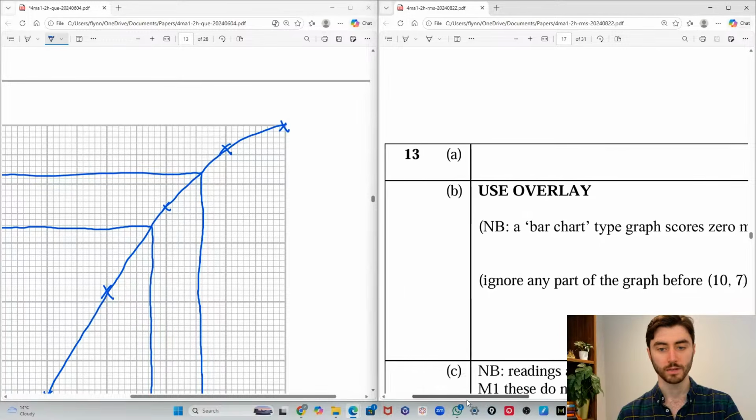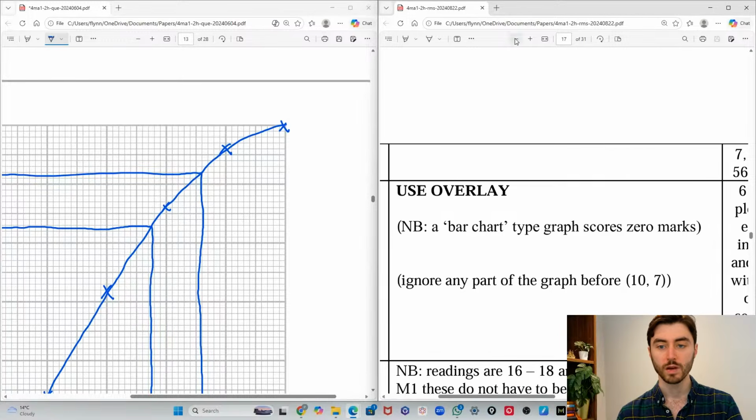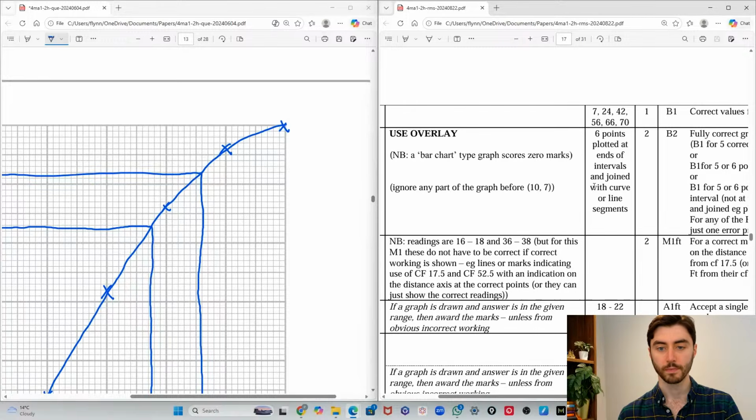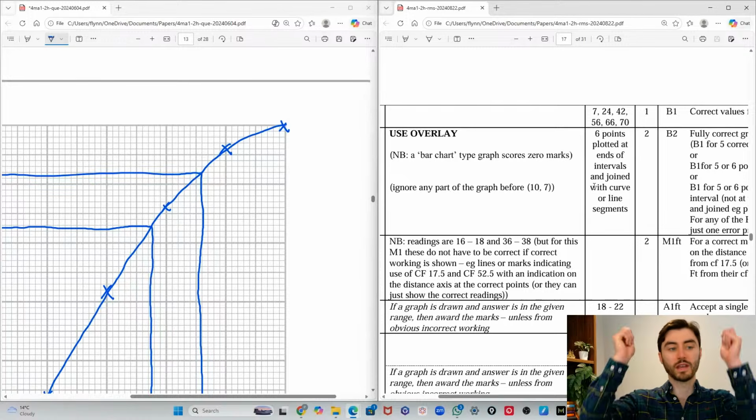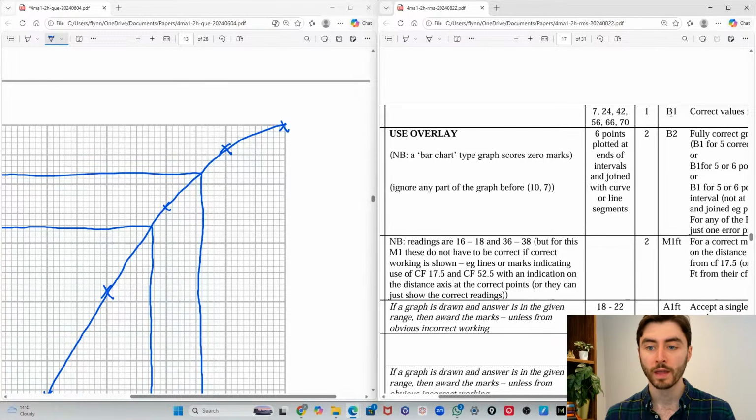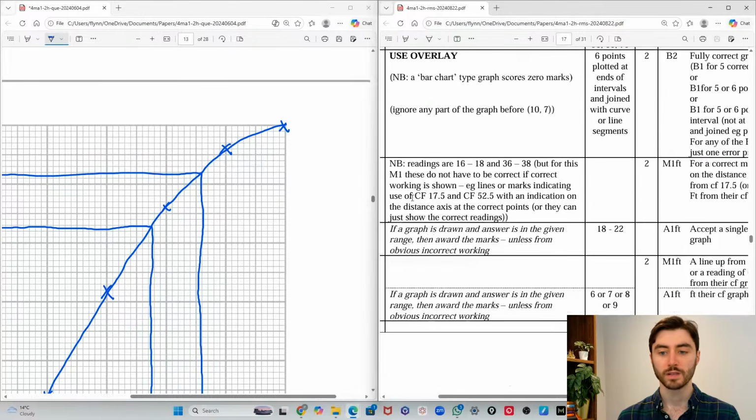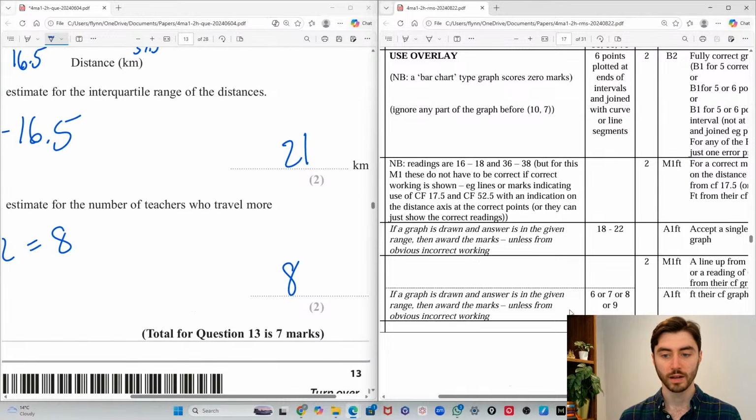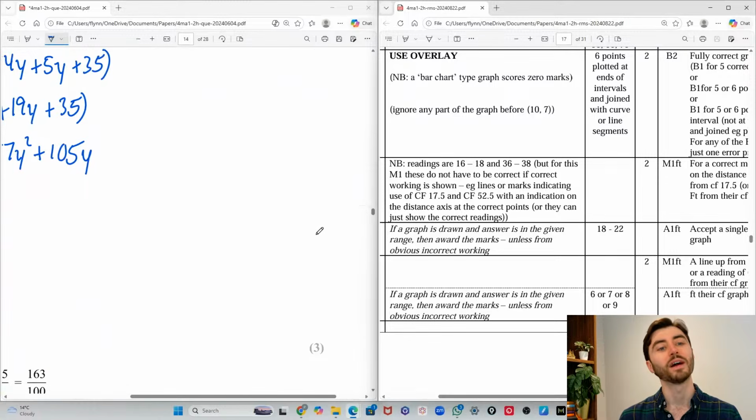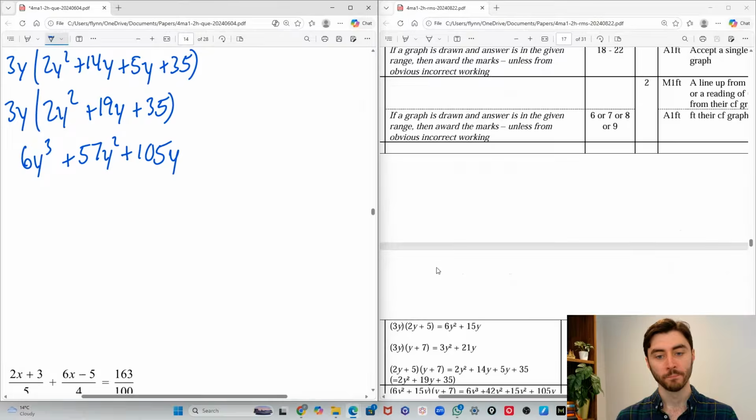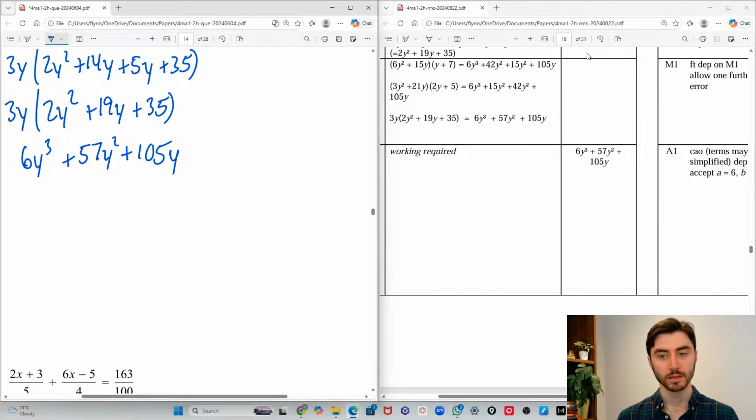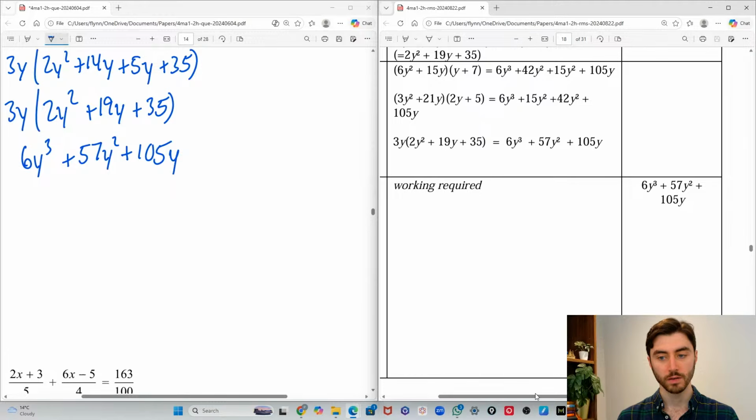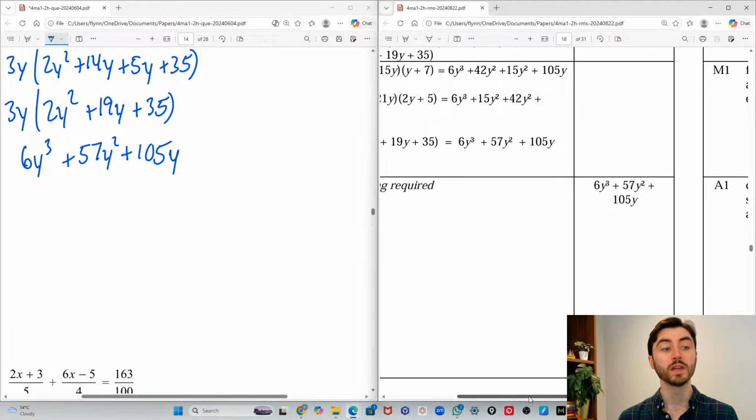It's kind of hard to use the overlay. I'm guessing they have a set one and you have to put it on top and make sure it works. I'm just going to say, yeah, so something between 18 and 22. Yeah, I got 21 and I got 8 for that. So I'm going to say I got that right. Here. 6y cubed.